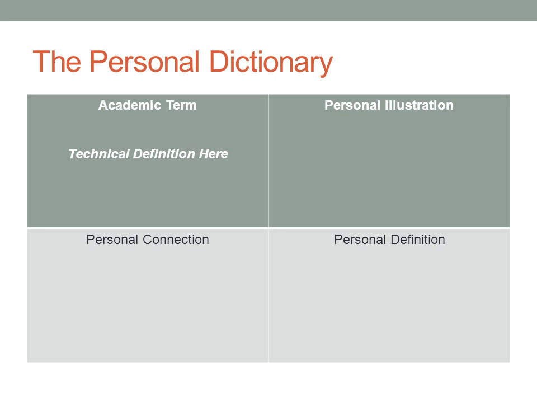This is what the personal dictionary looks like. The academic term is written in the first box, and the technical definition is given to the students and they write it in that first box. Under personal illustration, they're going to draw what that looks like. They're going to make some kind of personal connection, and then they're going to come up with their own personal definition.